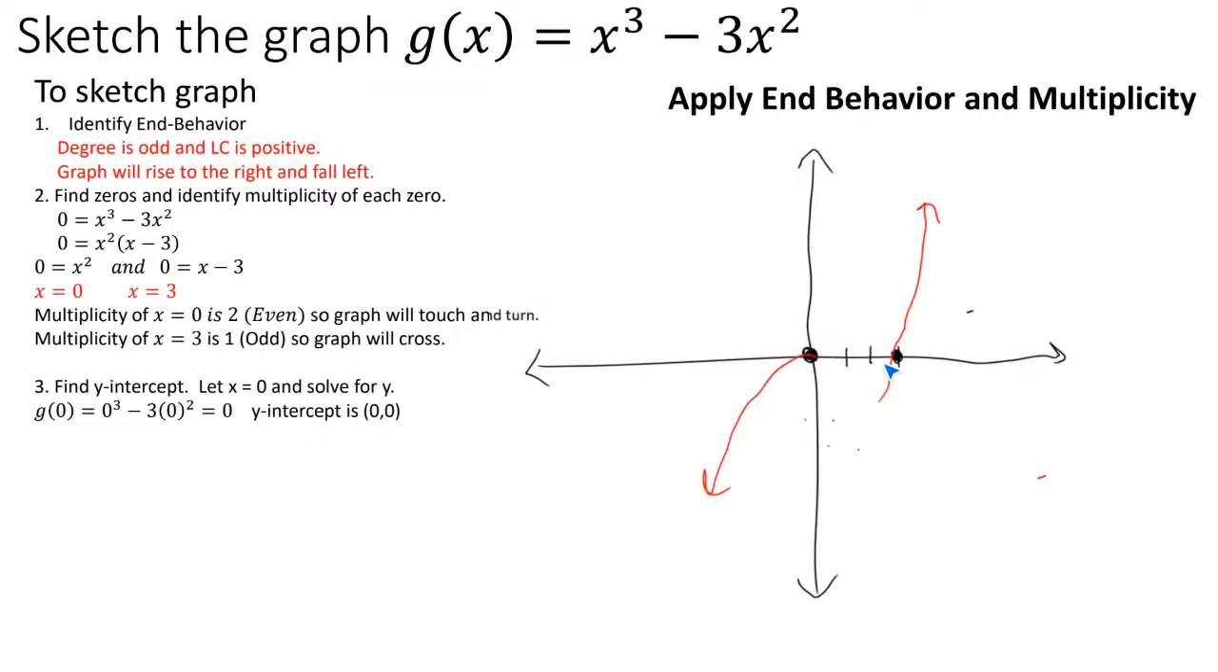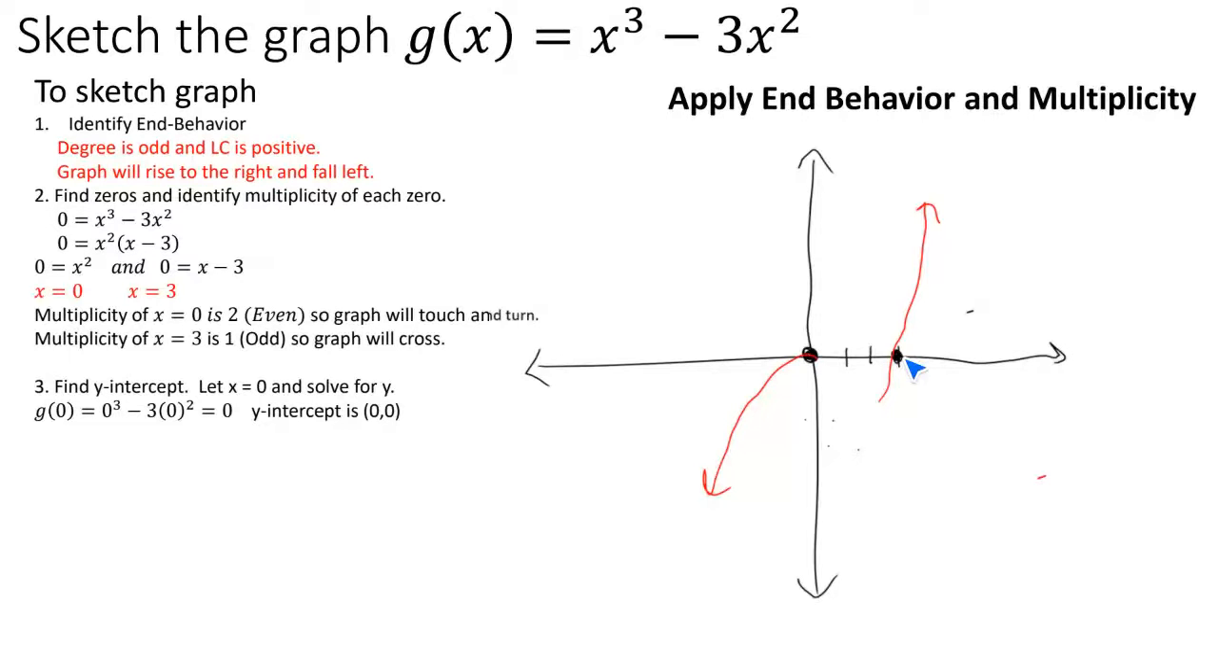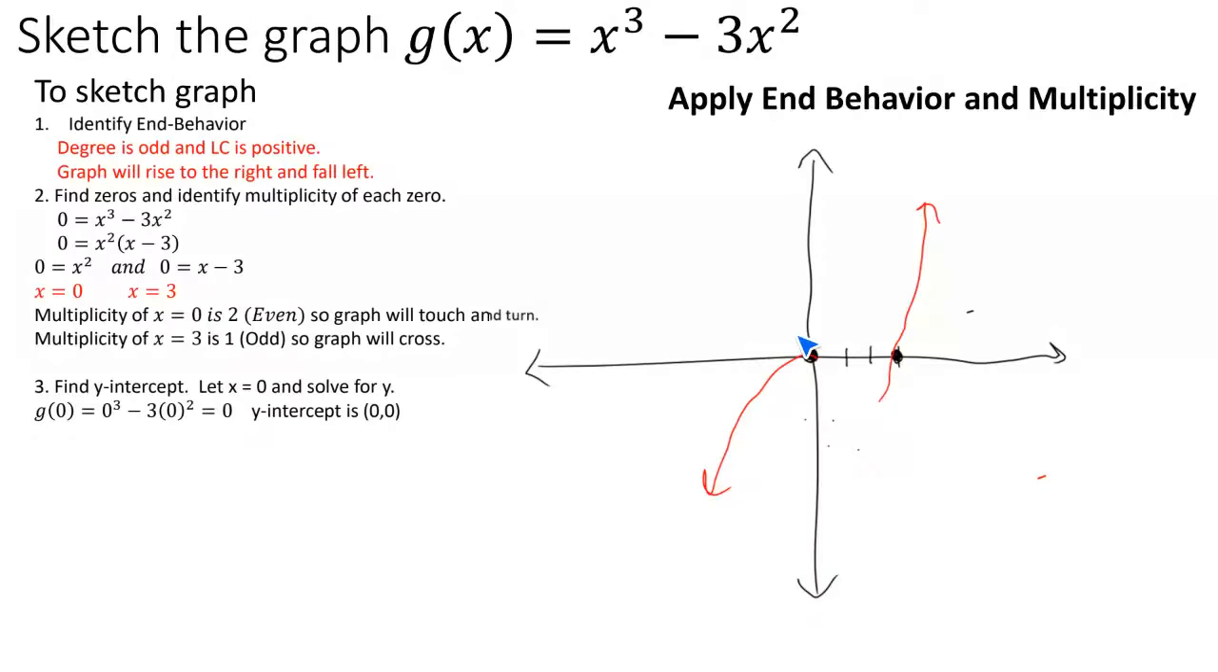Okay. So we know that, and I would encourage you to use a pencil when doing this because you might have to erase a little bit. But at x equals 3, I know that the graph is going to cross. So I'm just going to draw a line through it to indicate that it's crossing. But at x equals 0, I know that the graph is going to touch. So I'm going to kind of draw my graph there.